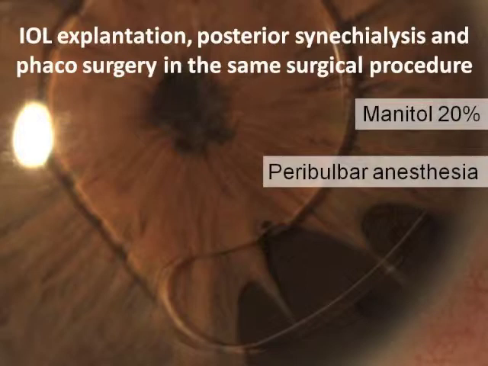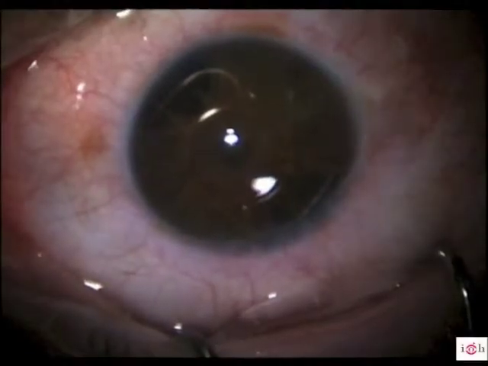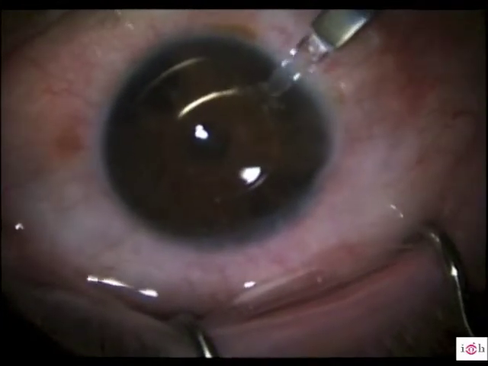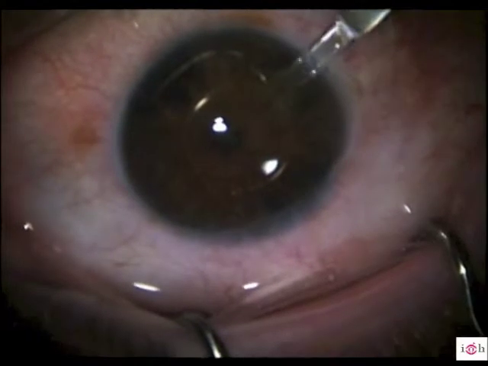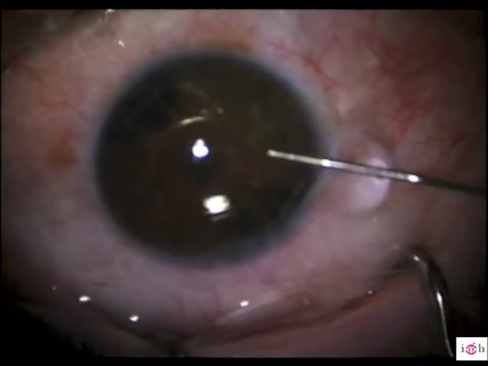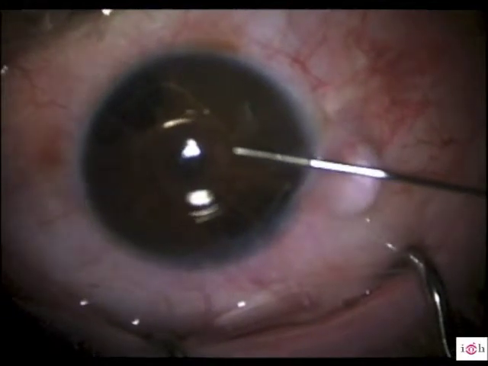We used mannitol before surgery and peribulbar anesthesia. We performed paracentesis and injected adhesive viscoelastic to protect the endothelium. The eye had endothelial cell loss with a cell density of 1,400.